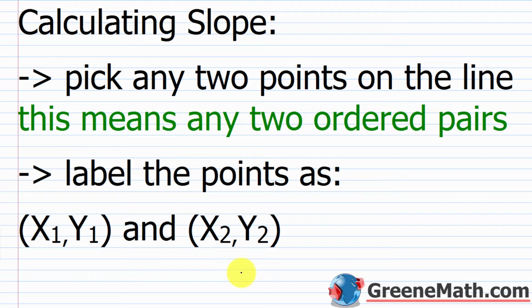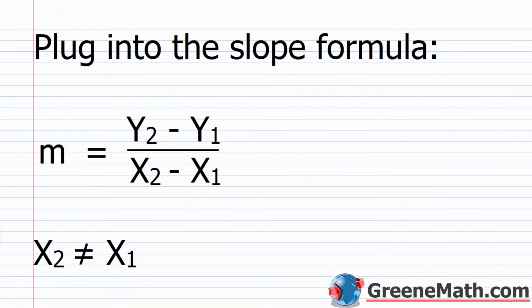You're going to get the same exact answer. So once you've labeled them, all you need to do is plug it into the slope formula. And I advise you to copy this down. We have that m, which stands for slope. And I don't know why m stands for slope, but it does. And this is equal to y sub 2 minus y sub 1.